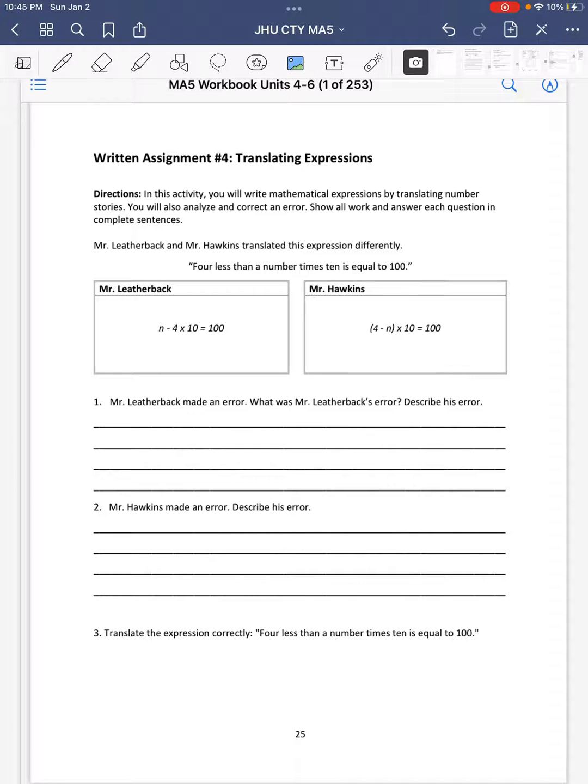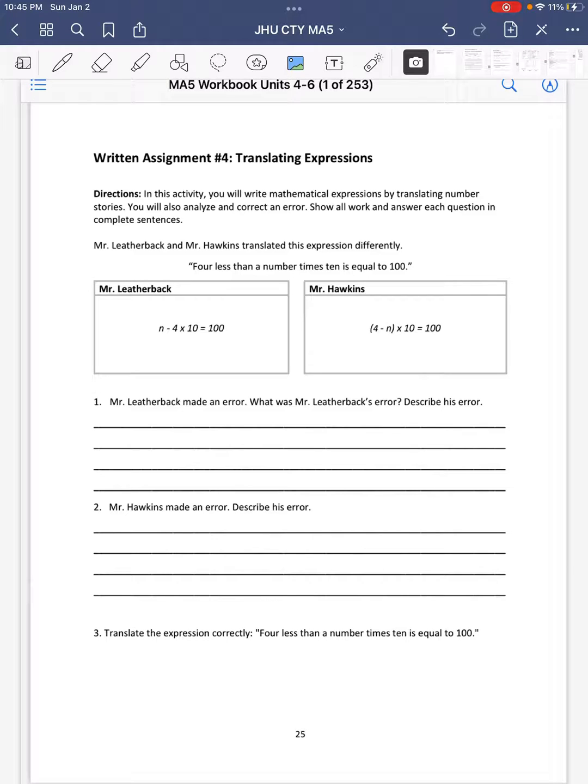So this is your written assignment number 4, translating expressions. It's on page 25. It's just this one page, honestly, which is nice, but you can also write down on notebook paper if you need extra space or anything like that. The directions are, in this activity, you will write mathematical expressions by translating number stories or word problems. You also analyze and correct an error, show all work, and answer each question in complete sentences.